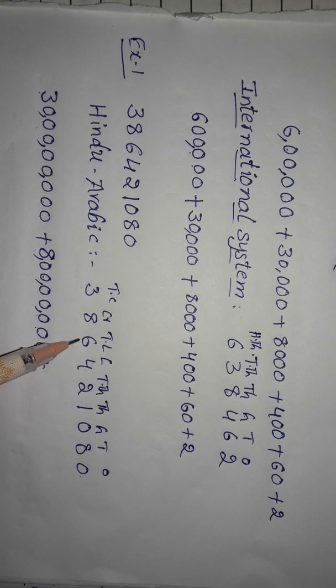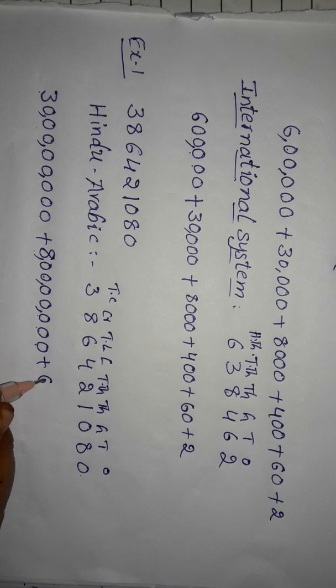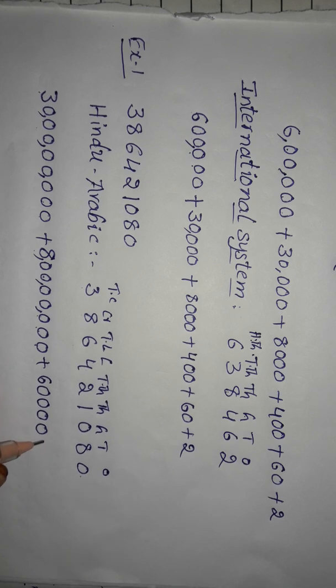After that 6. In which place 6 is there? 10 lakhs. So 6 tens are 60. 60 lakhs. How many zeros? 6 zeros. 1, 2, 3, 4, 5, 6. Let's see is it correct or not. 3 digits, 2 digits. Ones, tens, hundreds, thousand, 10,000s, lakhs, 10 lakhs, 60 lakhs.